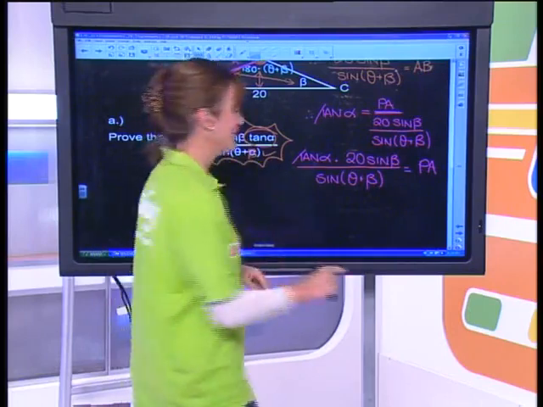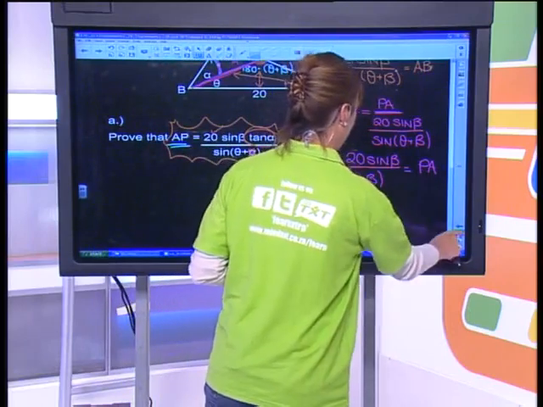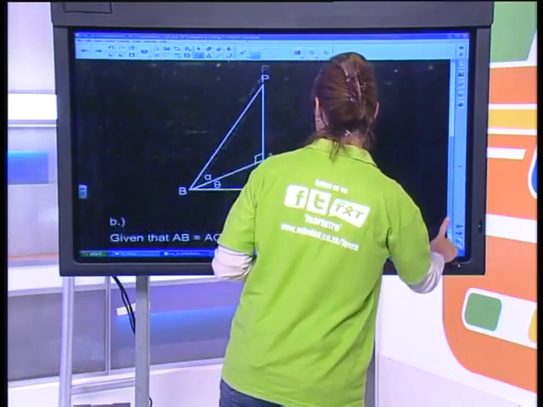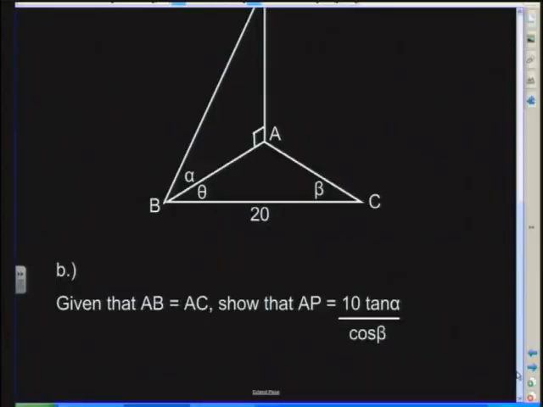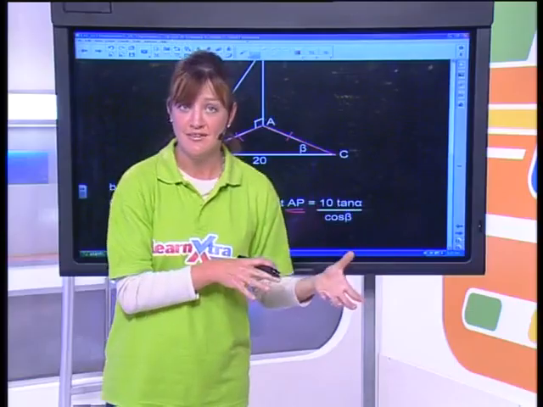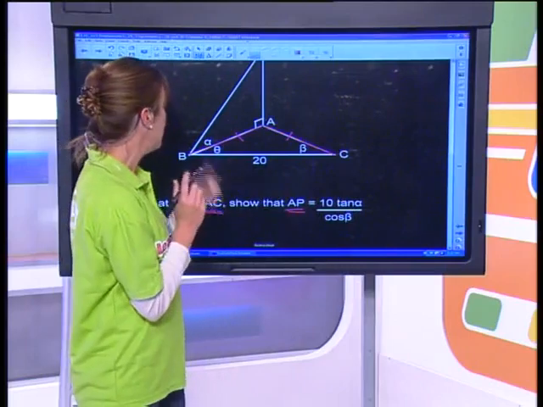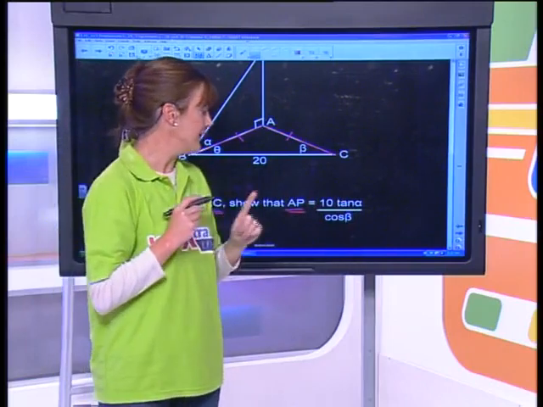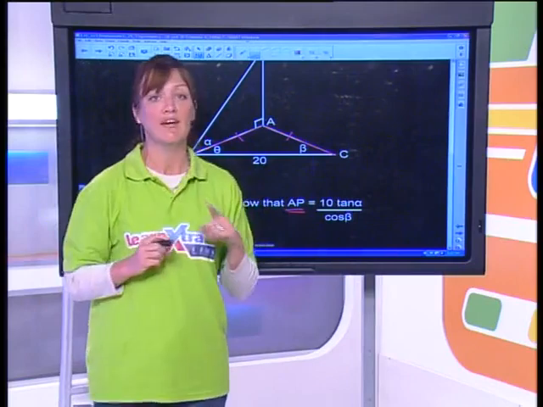I know we're close to a break, but may I quickly finish this question? I don't want to interrupt it in the middle. Quickly, last elements of this question. They now say to you, if AB is equal to AC, so they're saying that this length over here is equal to that length over there. They want you to now write, based on what you've just found, the length of AP as 10 tan alpha over cos beta.